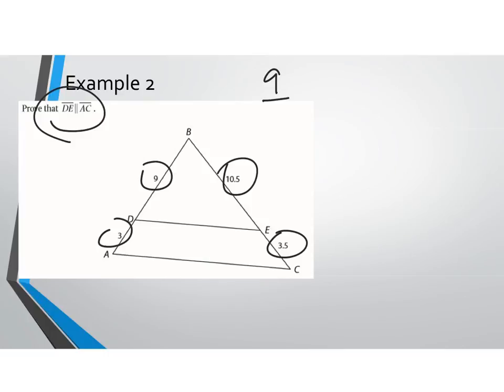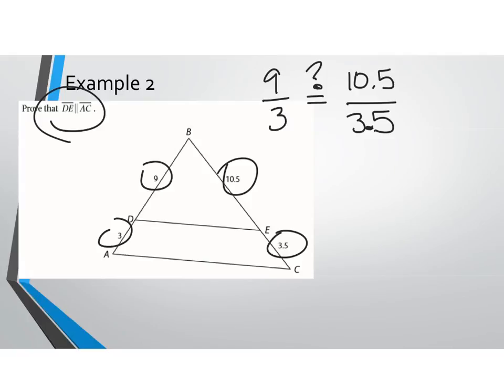And if what we set up is a true statement, so put a question mark, will it be true that 9 to 3 is the same as 10.5 to 3.5? If we do the math to show that those two ratios are equal to each other, then that's proving that those lines are definitely parallel. There's two ways you can do this.